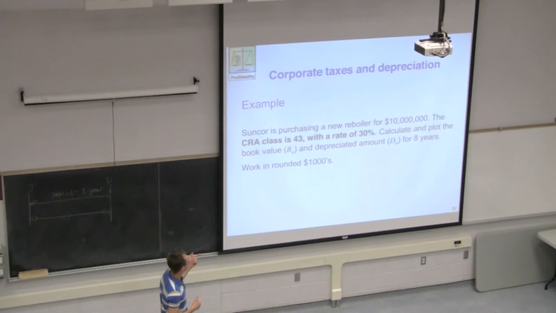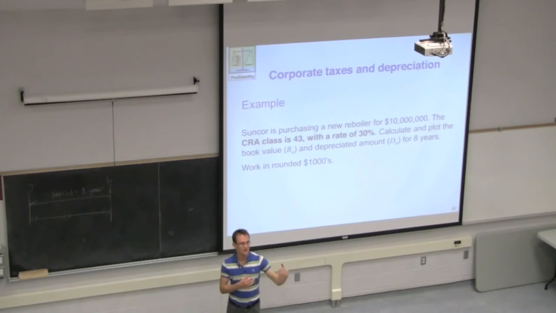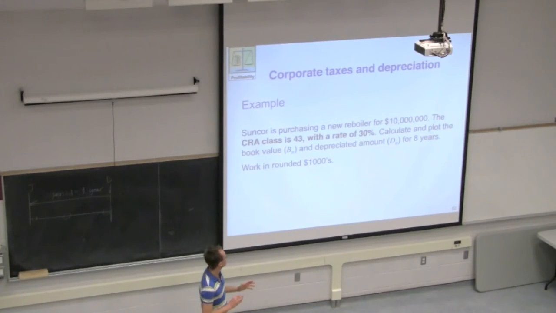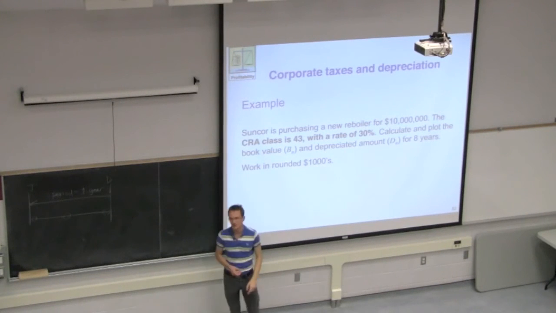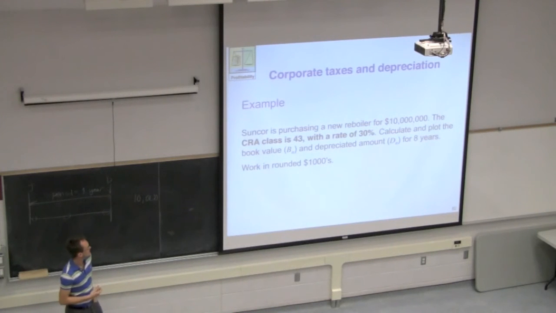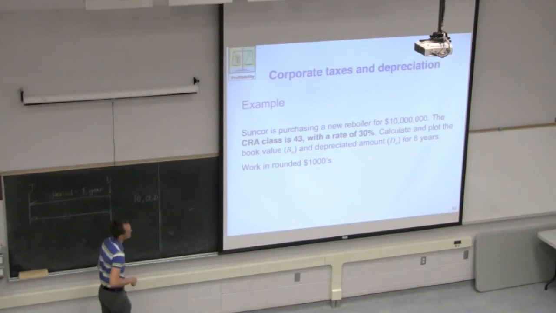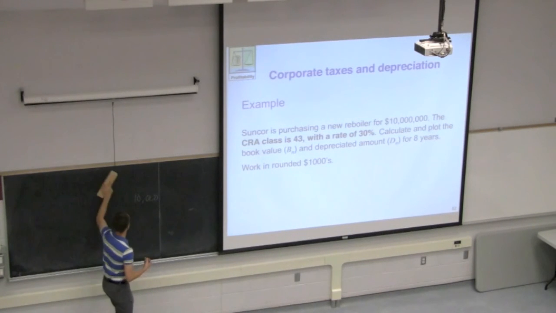Now, here's the only thing I'd like you to do. When you start working with these large dollar figures, we're going to see that 10 to $100 million are typical values we deal with. Let's not write out all these zeros. Let's just work in rounded thousands. So when you write $10 million, write it like that instead. So that's a rounded thousand. $10 million in rounded thousands is just written as 10,000. What is the book value at time zero, book value at time one, time two, time three, and so forth?